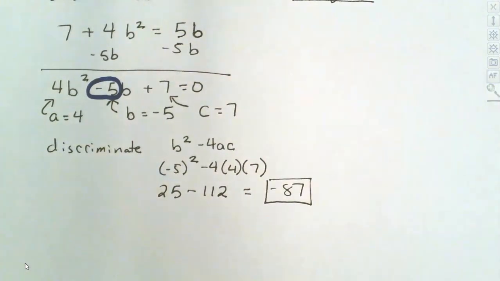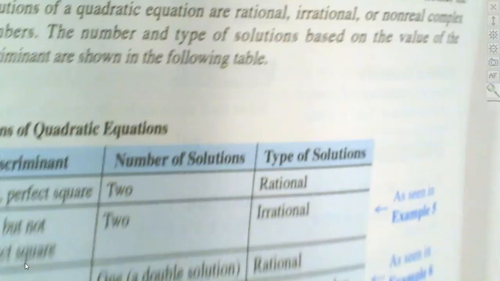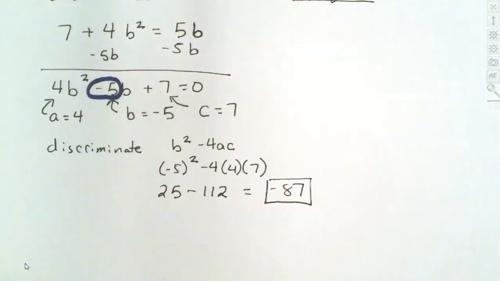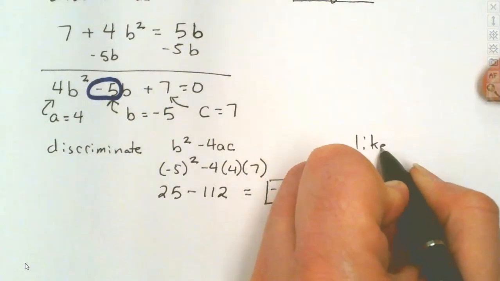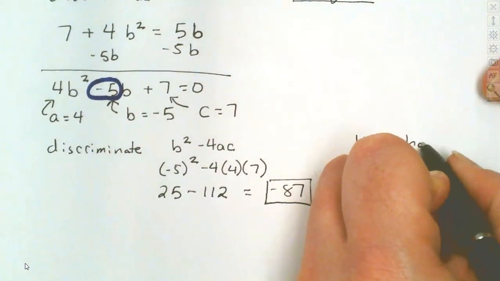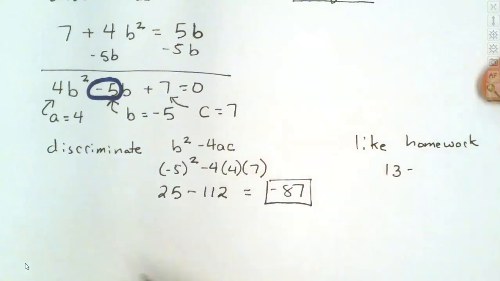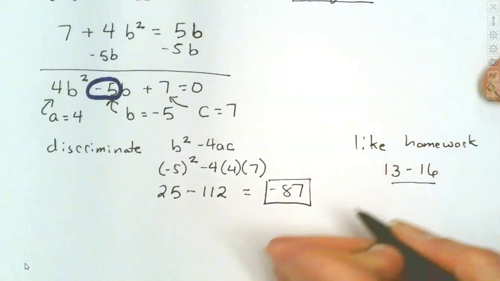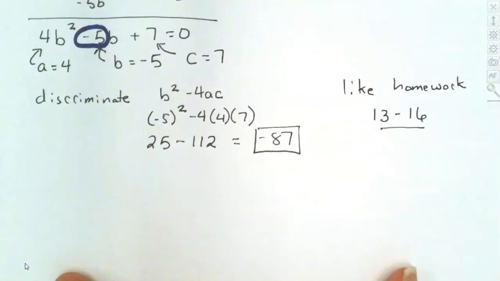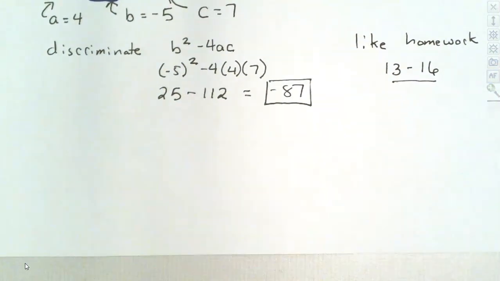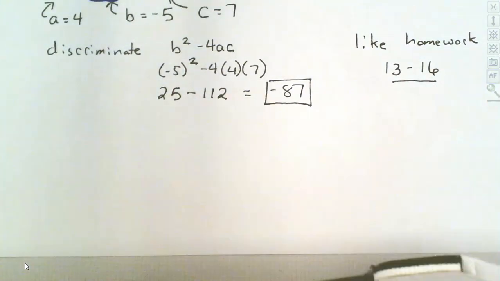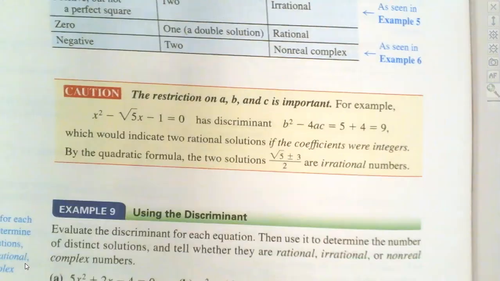So let's go back to our table. Yeah, this is 13 through 16. So this is, I'll write that down. So this is like homework 13 through 16. Okay, we've got our discriminant. Now, let's go back to our table on page 138. We've got a negative 87.